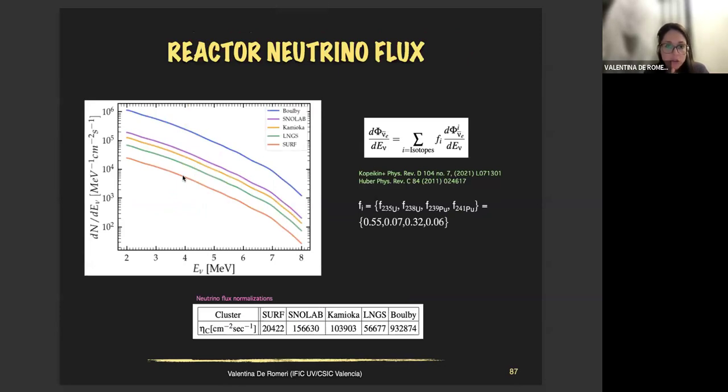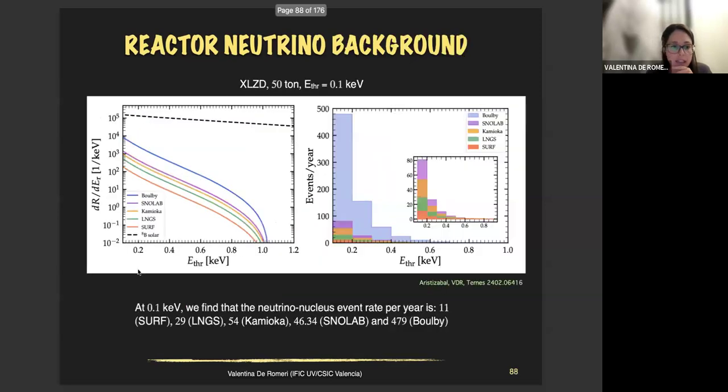So this plot shows the differential flux of reactor neutrinos that would affect each of the locations. And here I'm instead showing the differential number of events that we expect from reactor neutrinos at these sites, in the colored lines, as a function of the energy threshold. As I said before, a future detector like XLZD aims at lowering the threshold down to 0.1 keV.